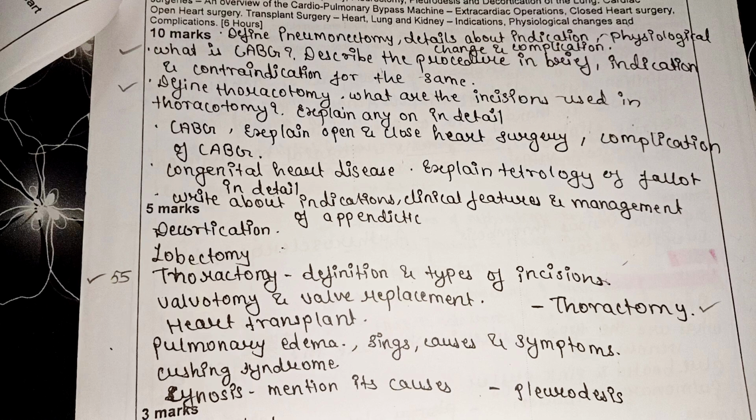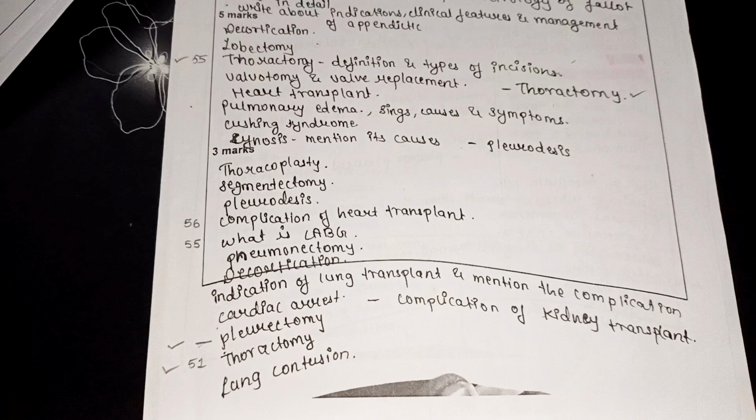Next, pleurodesis. Now coming to the important 3 marks. The first one, thoracoplasty, segmentectomy, pleurodesis, complications of heart transplant, what is CABG, pneumonectomy, decortication, indications of lung transplant and mention its complications, cardiac arrest, complications of kidney transplant, pleurectomy, thoracotomy, it is repeated again, and lung contusion.